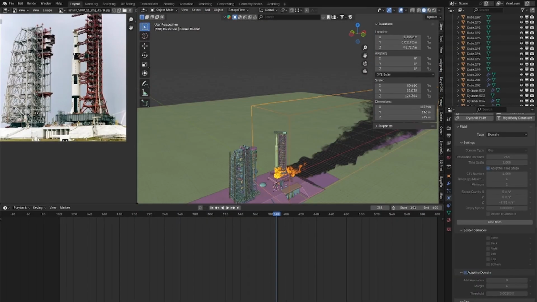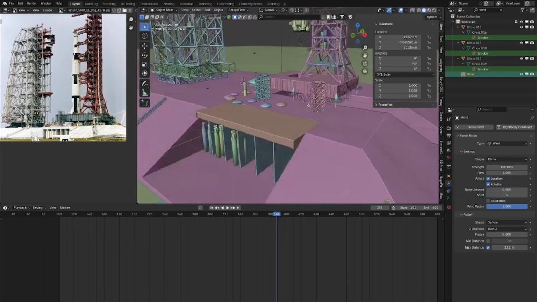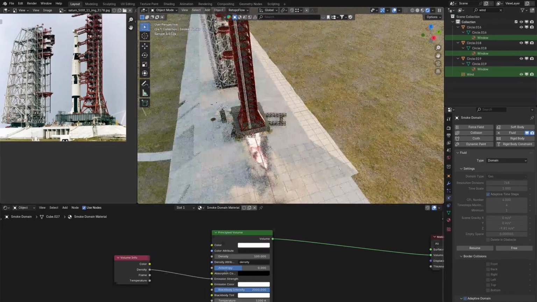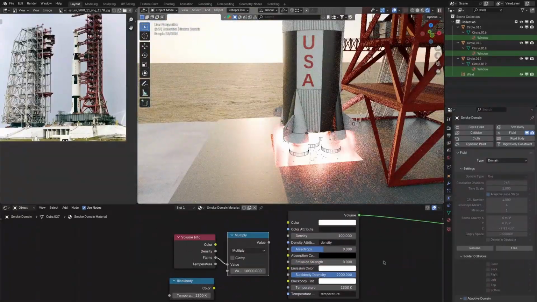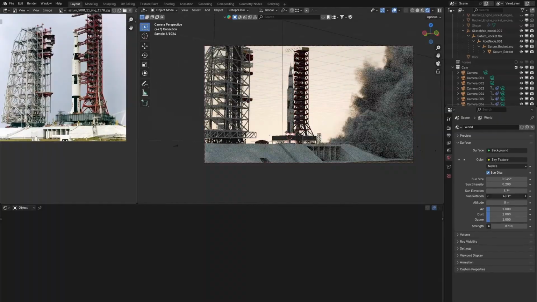Here I'm checking out the smoke simulation that I let simulate the entire night, and yeah, the wind is also acting way too high up, so it looks completely terrible. So I have to limit the amount of distance that the wind has an effect on, then I resimulate it and this is the result.